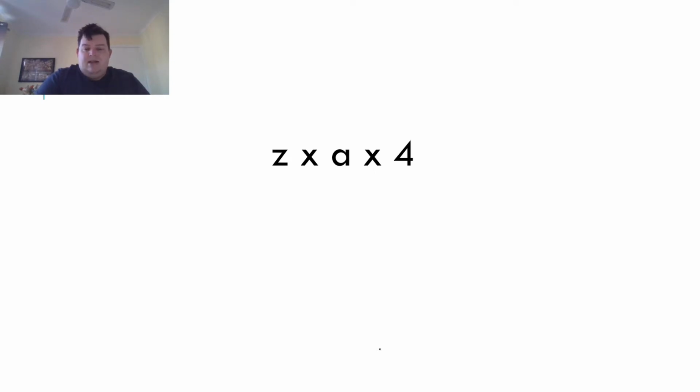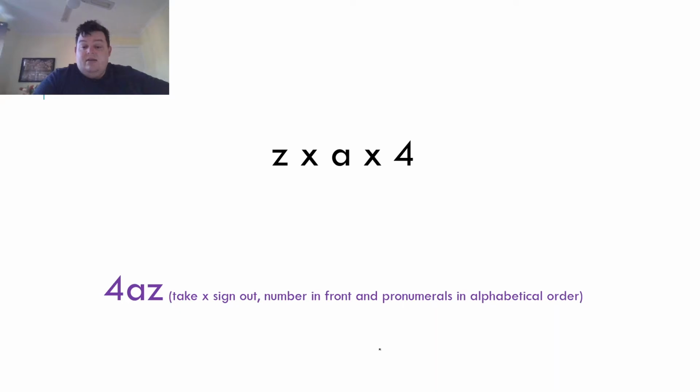Z times a times 4. I'll give you a second. Right? So you take out the multiplication signs, you put them in alphabetical order, and you put the number at the front. So 4az.